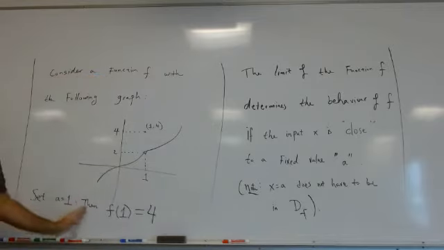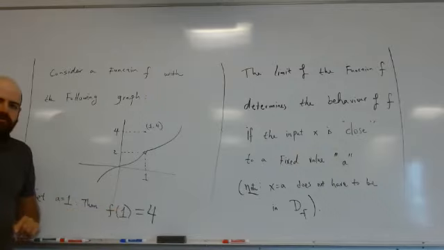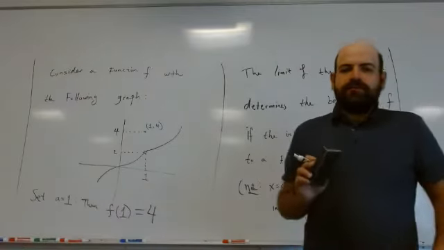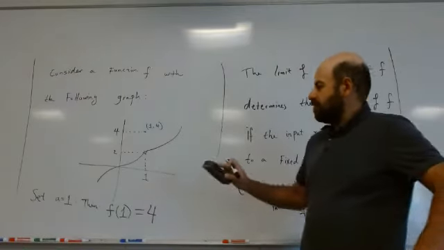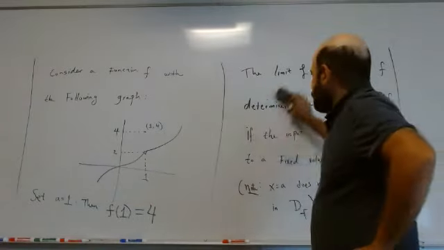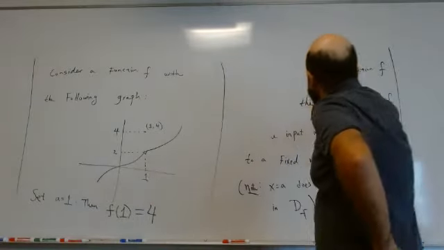So at the point, the output or the value is 4. But what about if the value of x is not exactly 1, but just close to 1? What happens to the outputs in that case?